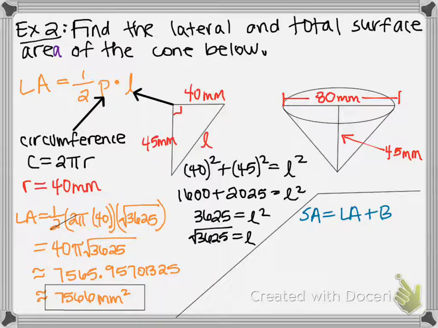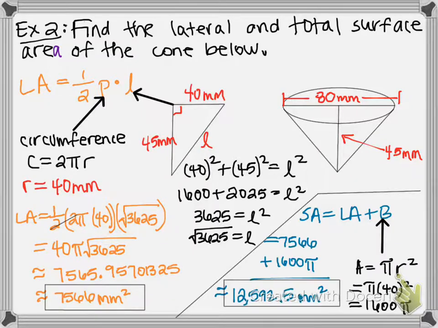I still have to find my total surface area, and I know that that's LA plus B. So for this problem, I just really have to find the area of the base. So since this is a circle, area is pi r squared, where that r is 40. That leaves me with 1600 pi. So I took my previous answer, 7566, added 1600 pi, and when you put that in the calculator, it's approximately 12,592.5 millimeters squared.